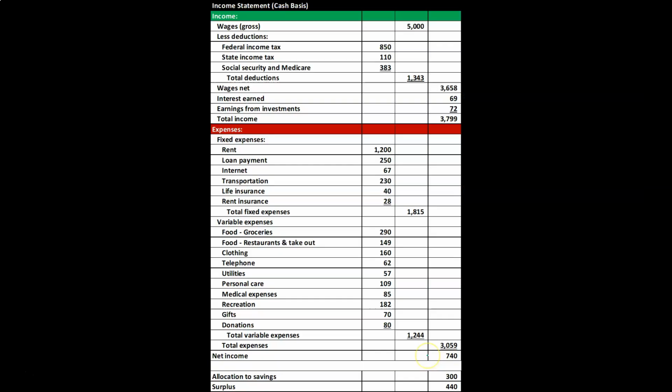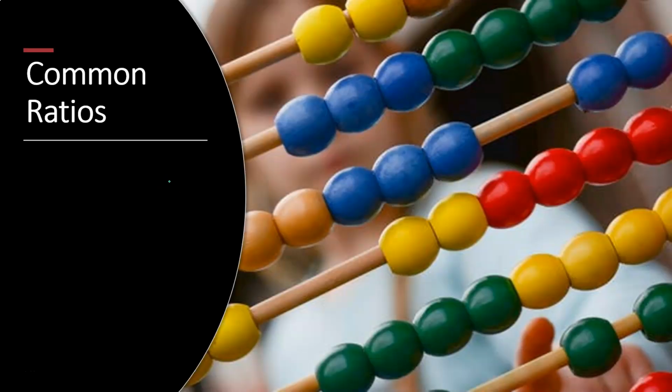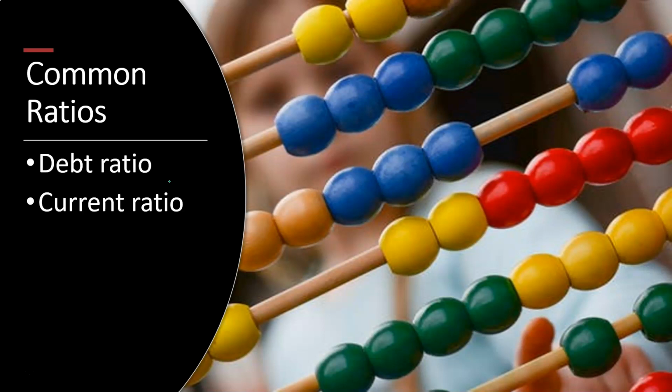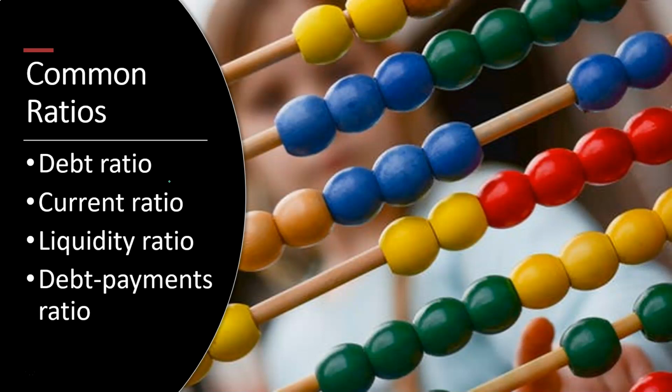This is where we stand as of a point in time. Then we have the income statement, which gives us the time frame, typically a month or a year in the past. This is our actual data in terms of income and expenses. Expenses are broken out between fixed and variable in this particular income statement. So given that data, we can look at common types of ratios, which would include debt ratio, current ratio, liquid ratio, debt payment ratio, and savings ratio.